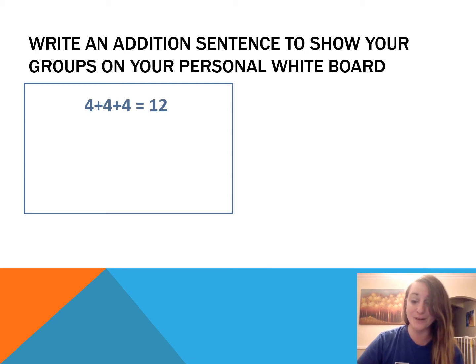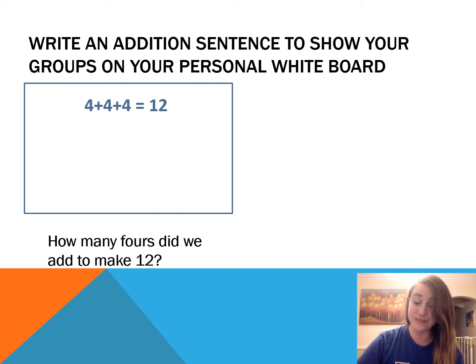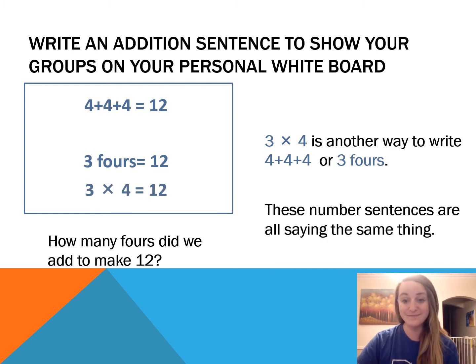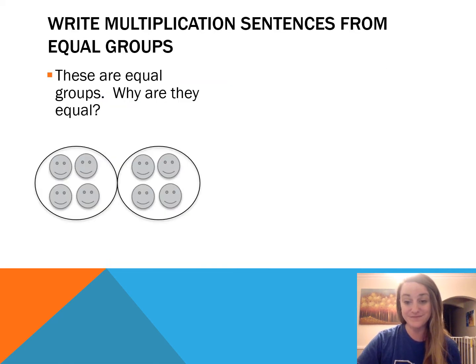4 plus 4 plus 4 equals 12. How many 4s did we add to make 12? We added 3 4s, and that equaled 12. 3 times 4 is another way to write 4 plus 4 plus 4, or 3 4s. 3 times 4 equals 12. These number sentences are all saying the same thing.